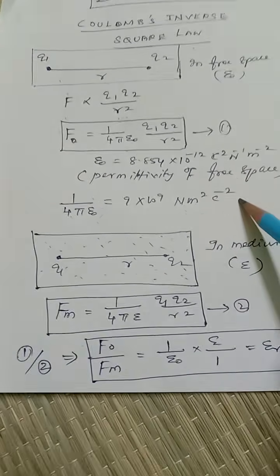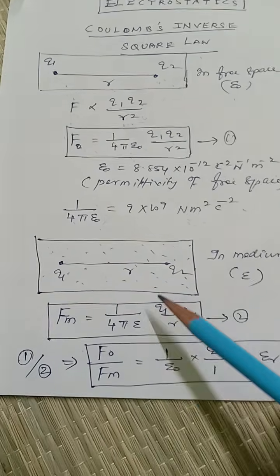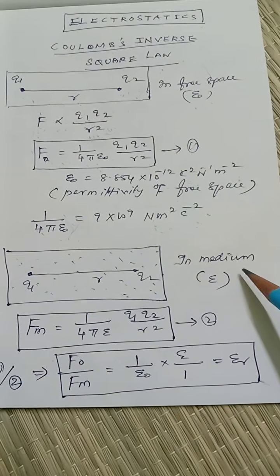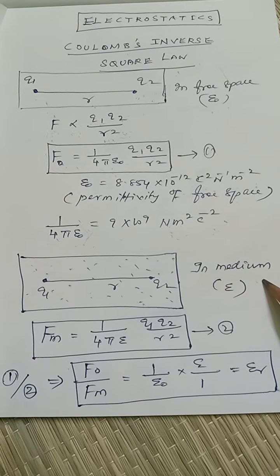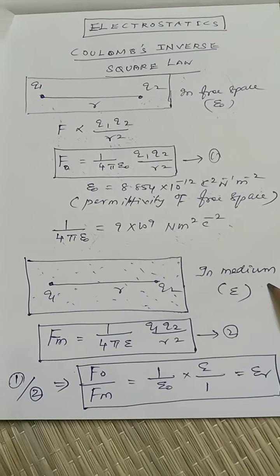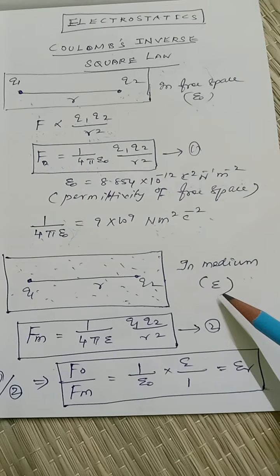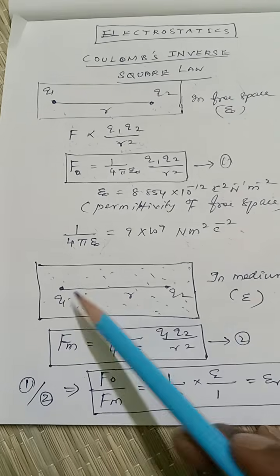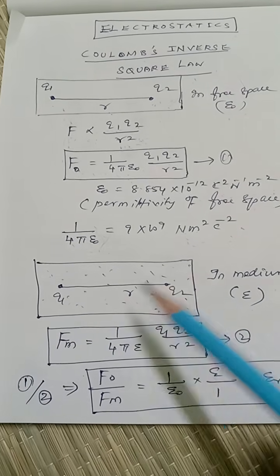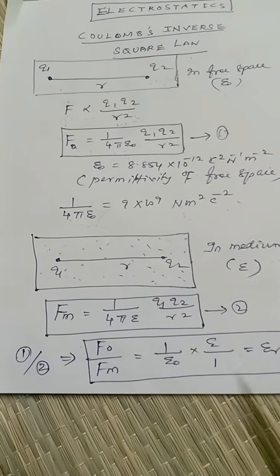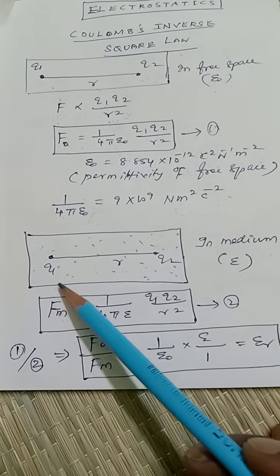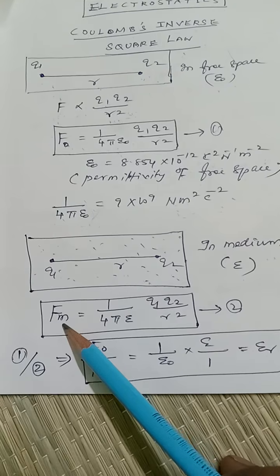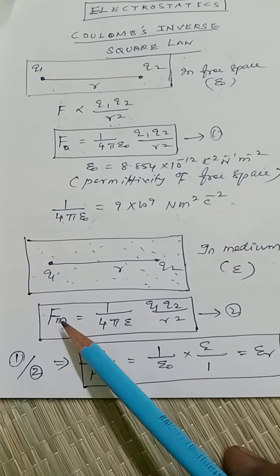So remember this unit. And now see, the same two charges are placed in some medium, maybe water or oil or some gas, whose permittivity is epsilon. Epsilon is the permittivity of the medium. So here the same two charges are placed in the medium with the same separation r. Now the force between them is called Fm. Fm means M stands for medium. So Fm represents the force in medium.